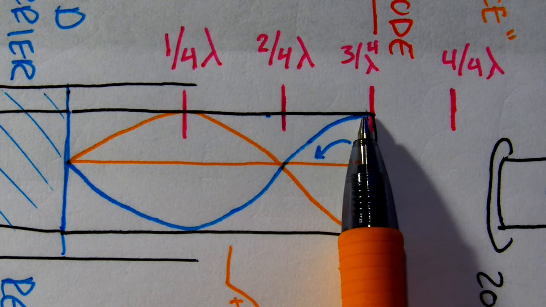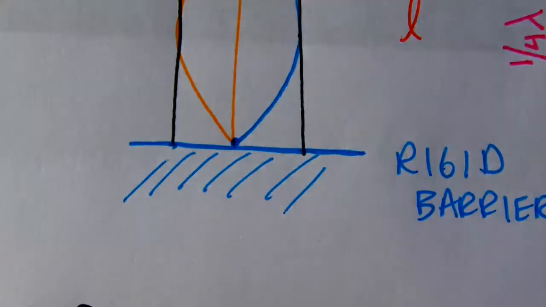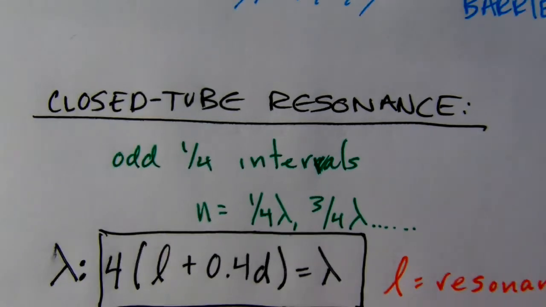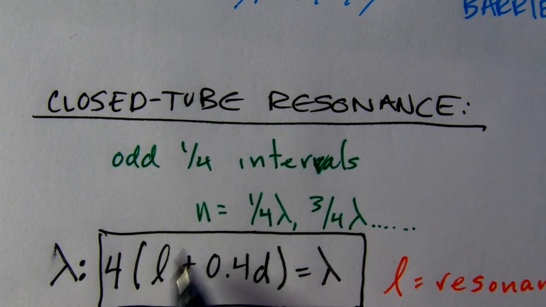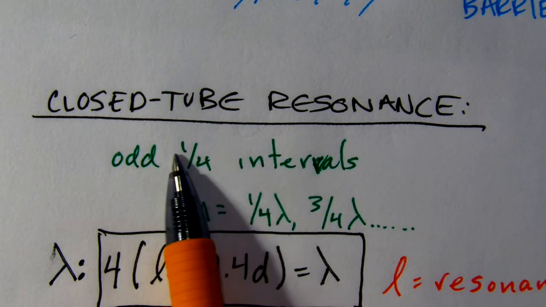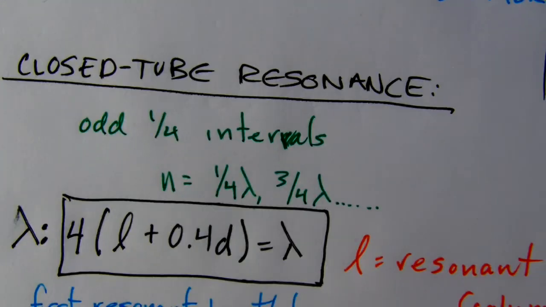And then it happens at 3/4 lengths. The rule is that it happens at what we call odd quarter intervals. So if you have a closed tube and it starts to howl, it's going to be at odd quarter intervals: 3, 5, 7, and so on. Okay, so that's basically what that looks like.